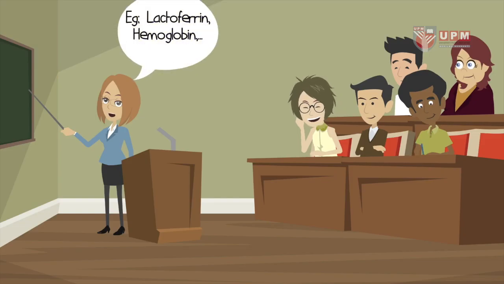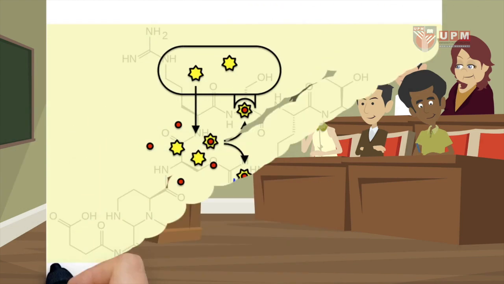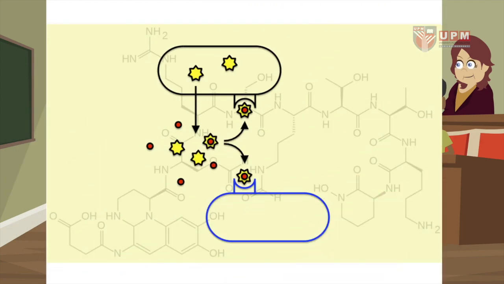The third is iron-binding proteins that limit growth of pathogens, as many pathogens require iron for enzyme activation. However, there are some bacteria that employ siderophores to steal iron from host proteins.